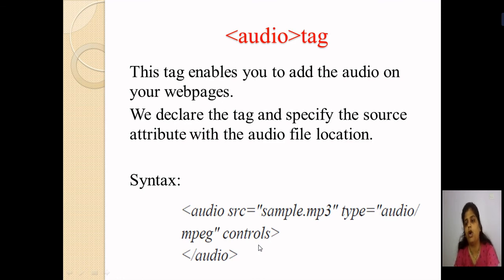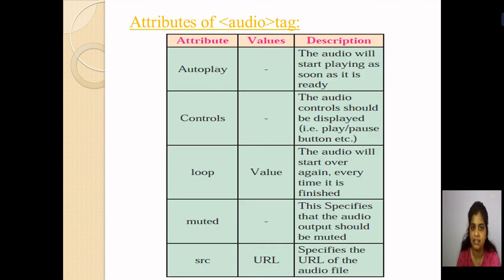Now just remember, the audio tag is used to enable audio in your web pages. With the help of this tag, we can specify the source attribute where the audio file is located. Here are the different attributes of the audio tag. The first attribute of the audio tag is autoplay. Autoplay is used to automatically start playing your audio as soon as it is ready, without waiting for the user to start it.